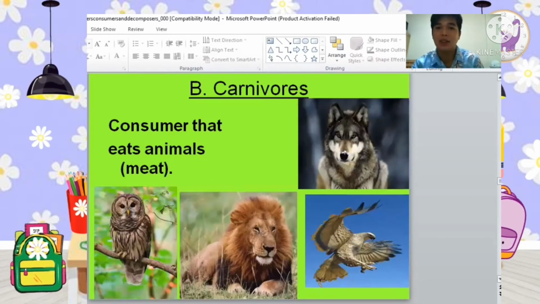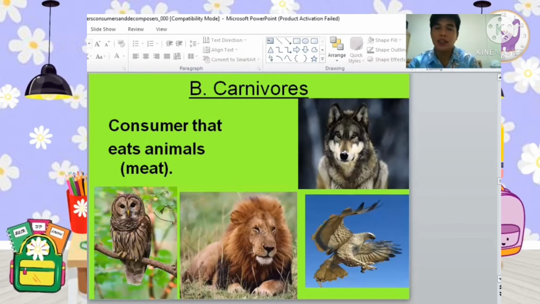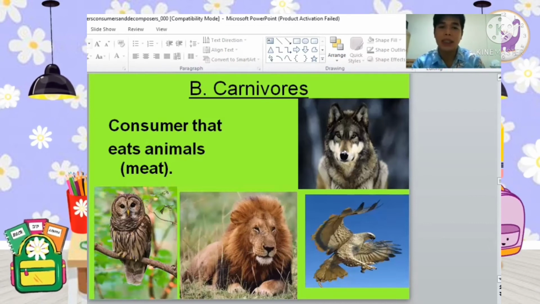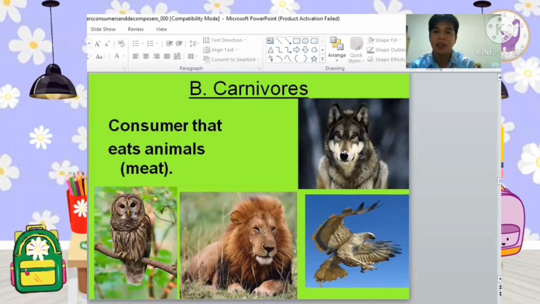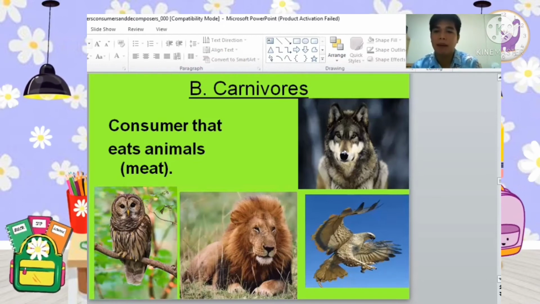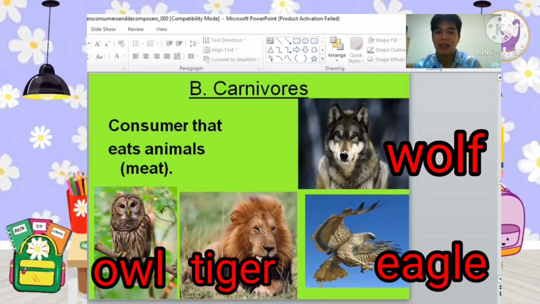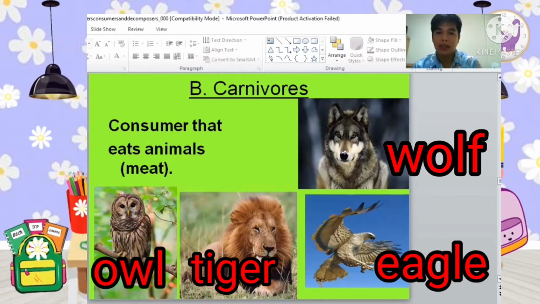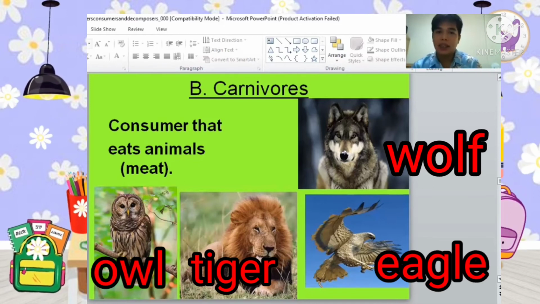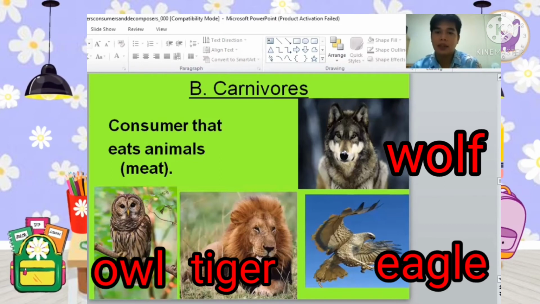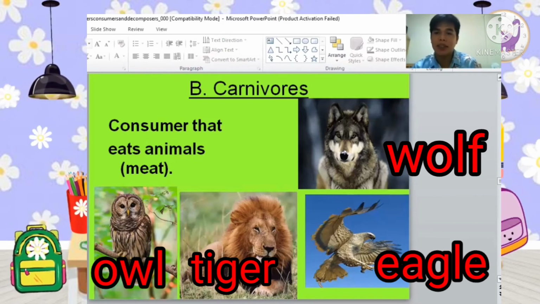Now let's go to carnivores. Let's read 1, 2, 3, go. Consumer that eats animals or meat. What are those animals? We have eagle, tiger, and owl. What are the animals that eat meat, or the animals that are carnivores?